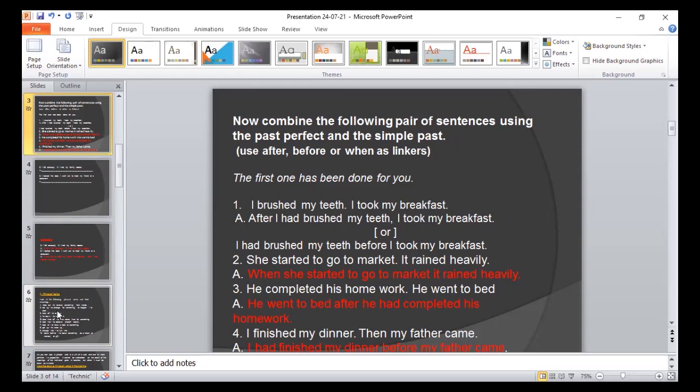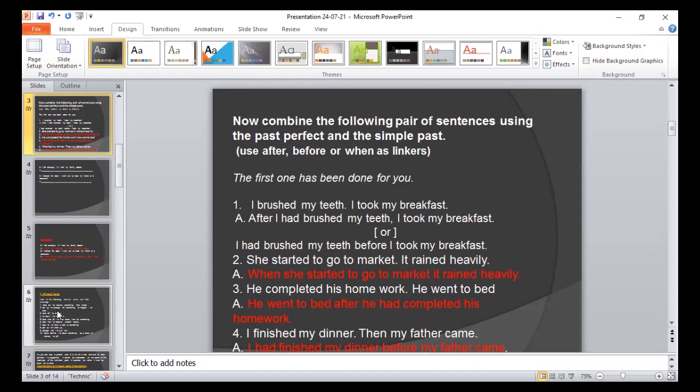And the second one is, she started to go to market. It rained heavily. When she started to go to market, it rained heavily. When is used as a linker.